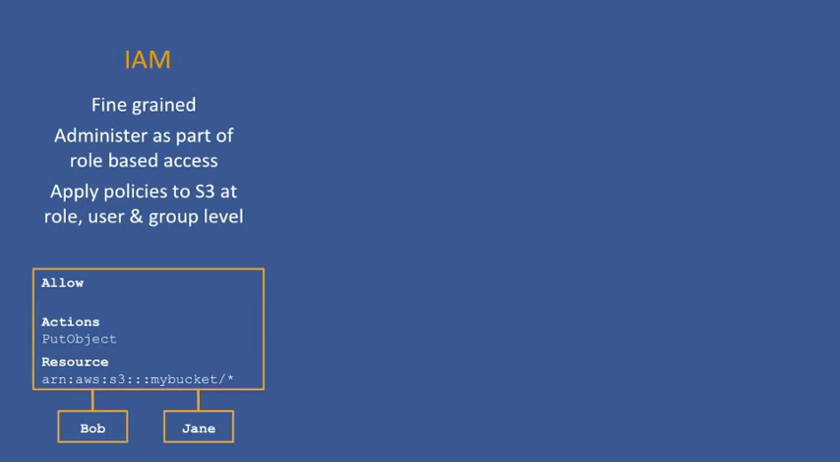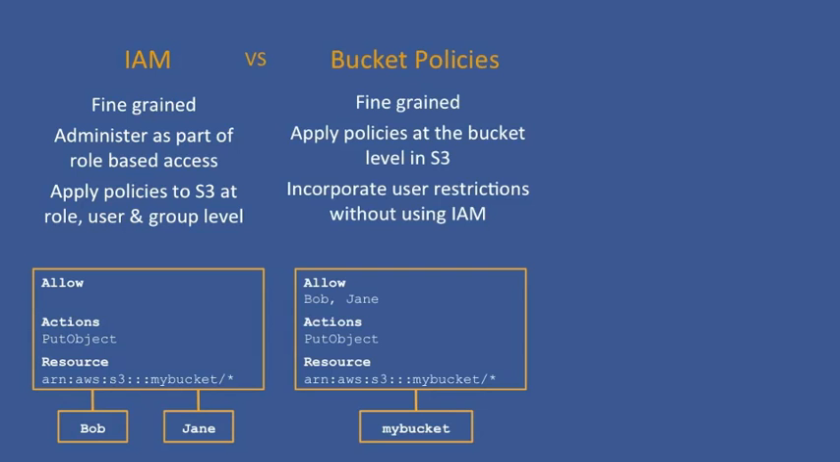So Bob and Jane both have that policy assigned to them. They will be enabled to put an object into my bucket. And if I revoke that policy from Jane, or Jane leaves the company and I remove her account, then of course that policy is removed. Now that is functionally equivalent to applying what we call a bucket policy. So you can take a policy and apply it at the bucket level. And again, this gives you fine-grained control. But what this does is essentially allows you to do user restrictions without using IAM.